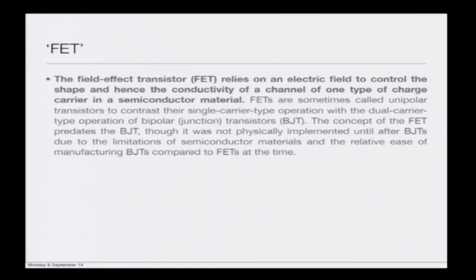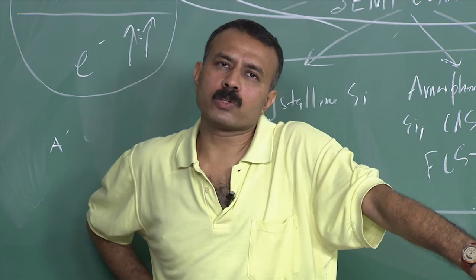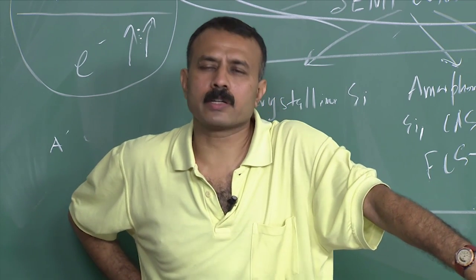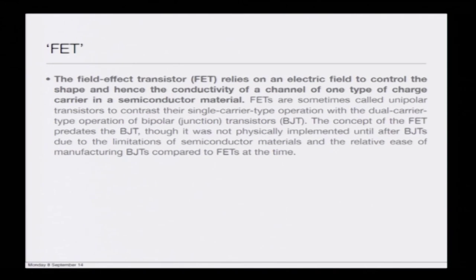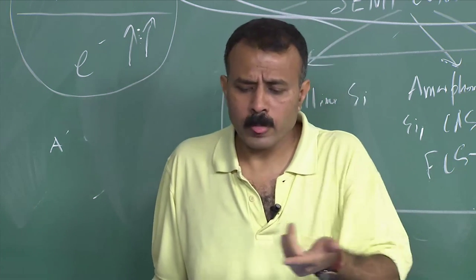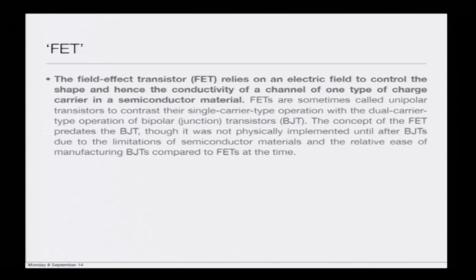FETs are sometimes also called unipolar transistors, in contrast to the single carrier type operation. Just for your understanding, the discovery of FET is much before the discovery of crystalline silicon semiconductor devices. As we go through the history, you will observe that the discovery took place somewhere in the 1930s and much before that. Actually, there are patents much before that. Coming back, FETs are sometimes called unipolar transistors, with single carrier type operation, in contrast with the dual carrier type operation of bipolar junction transistors, also called BJTs.